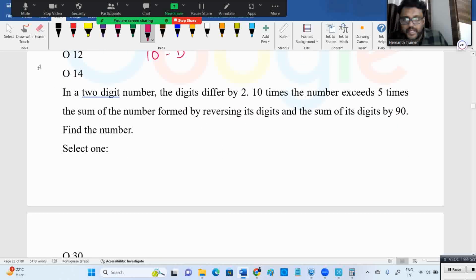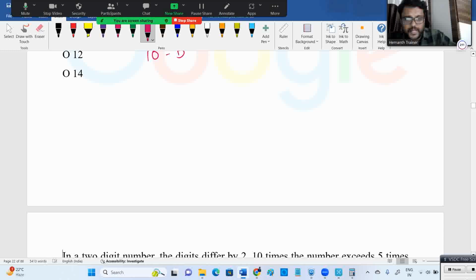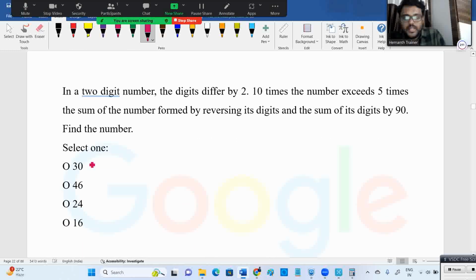Next, 24. In a 2-digit number, the digits differ by 2. 10 times the number exceeds 5 times the sum of the number formed by reversing its digits and sum of its digits by 90. Find the number. Okay, first it should differ by 2 only, not 30, not 16. It should be 46 or 24 because they differ by 2. 10 times the number exceeds 5 times the sum of the number formed by reversing its digits.